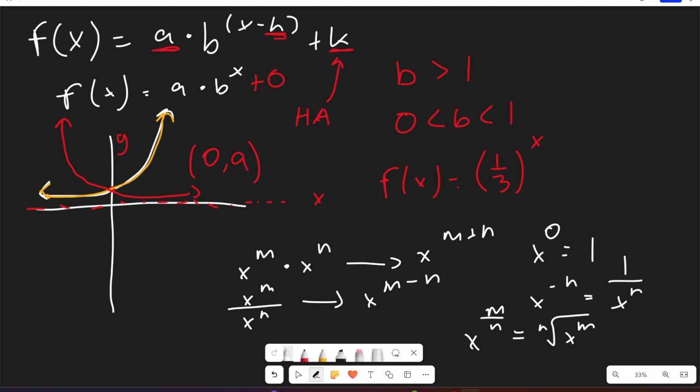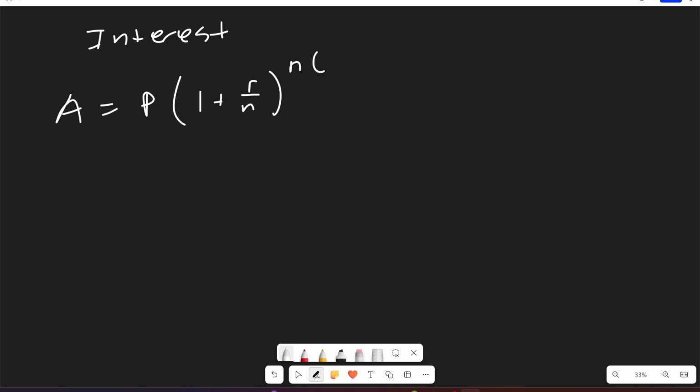So that's just a quick review of our laws of exponents, as well as the parent graph of f of x equals a times b to the power of x. The next concept within exponentials I want to go over is our interest problems. There's two main formulas that we want to remember. The first one is A, which is our amount, is equal to the principal P times 1 plus r over n to the power of n times t.